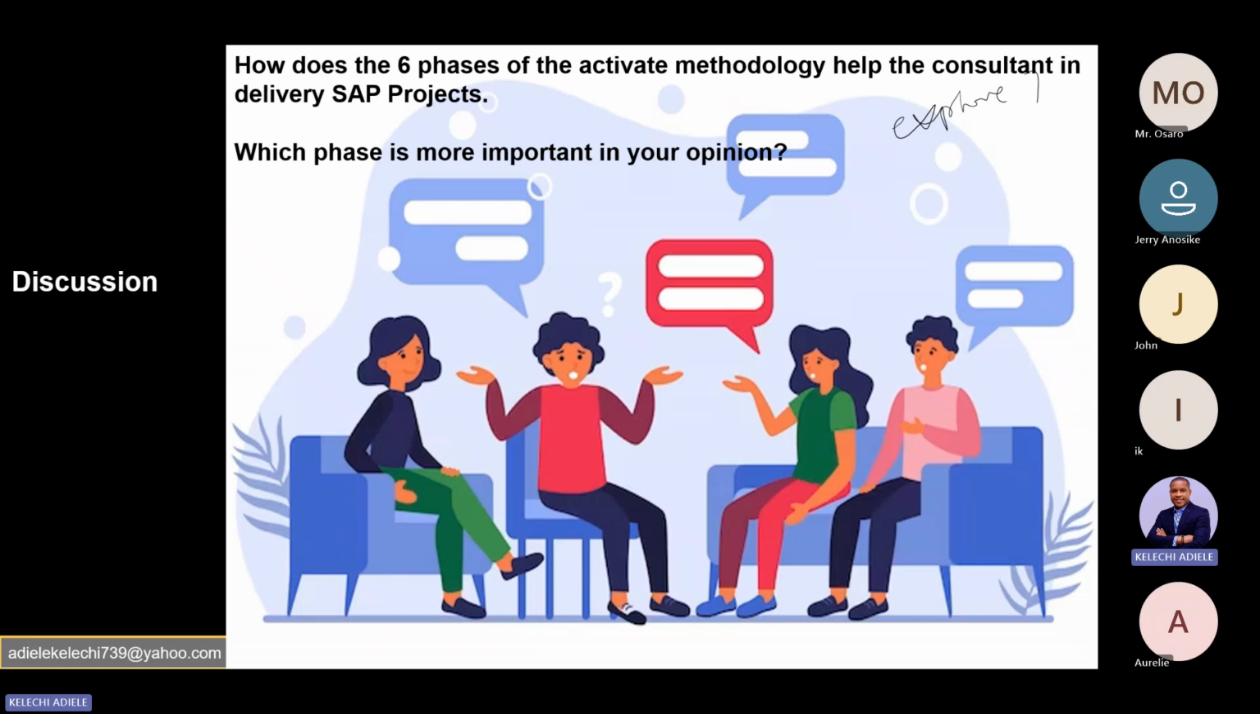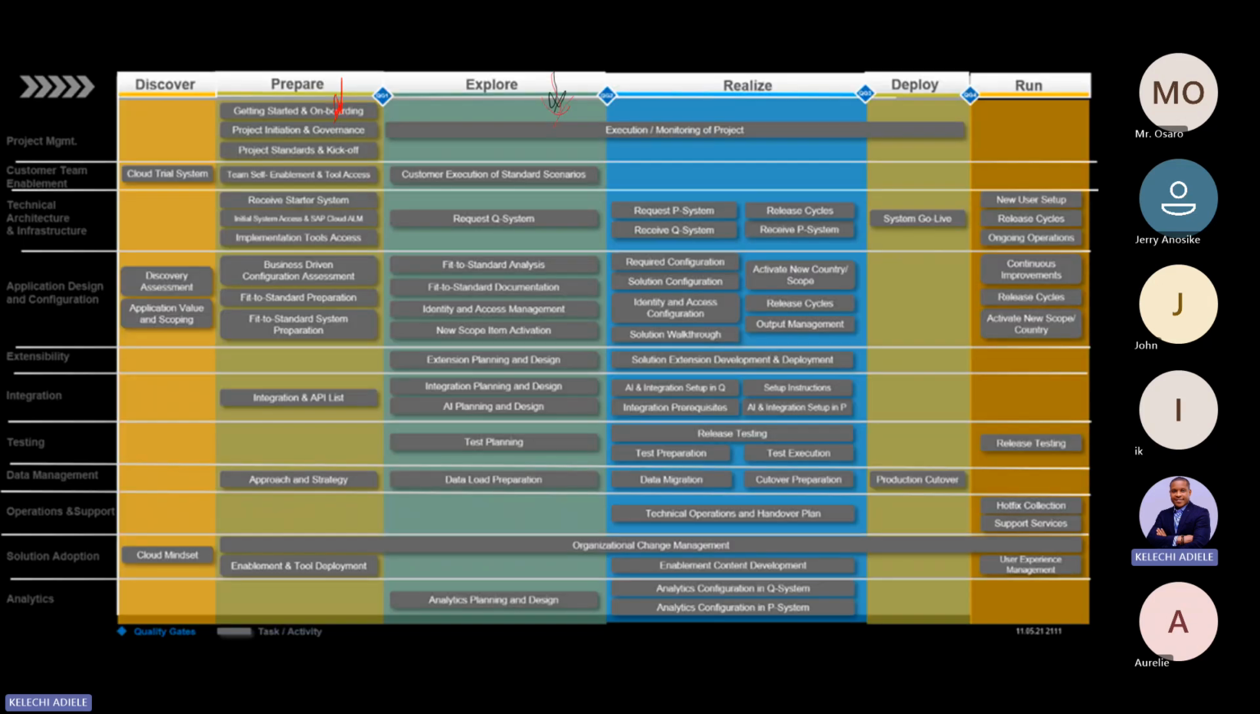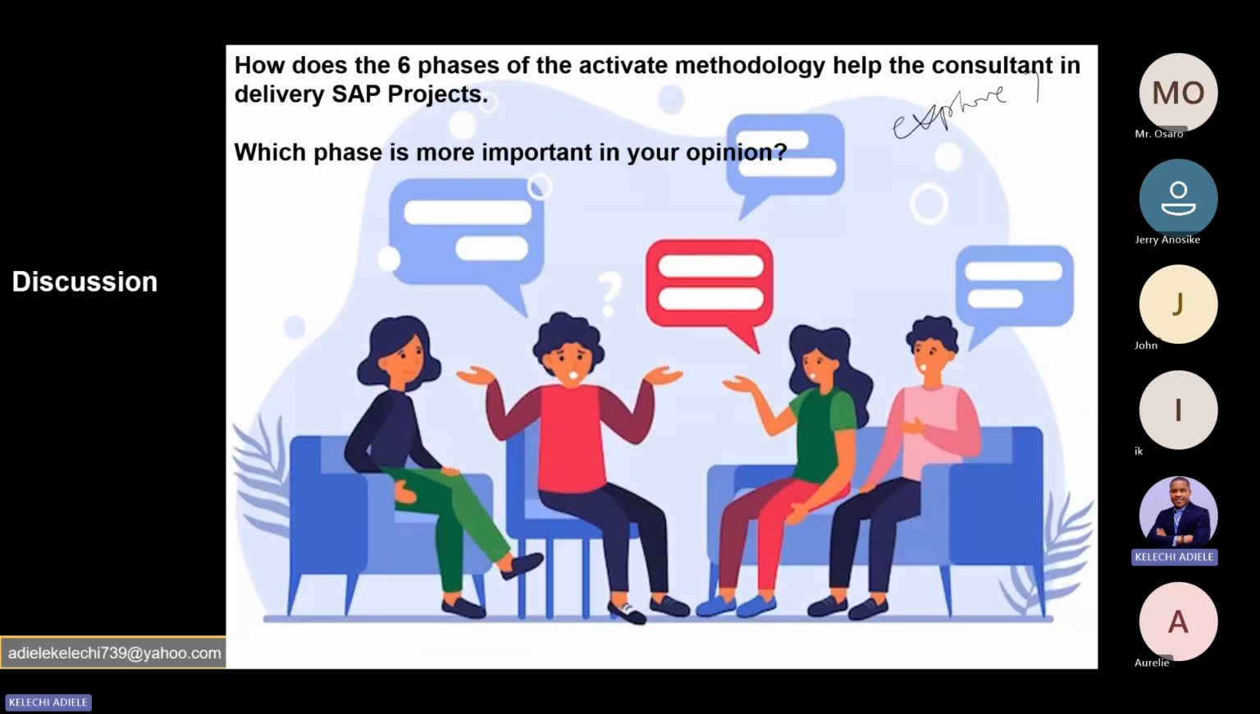So I have a question here before we go to the project planning, and I'll show you how we are going to be running through this. For you to do project planning, you also need to have access to this Activate methodology to know exactly what activities happen in those phases.